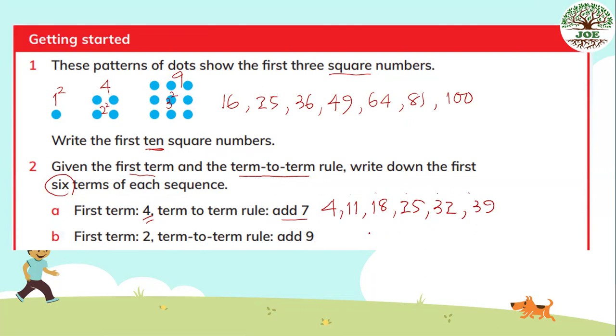This is ours. Part B: the first term is 2, and the term-to-term rule is add 9. The first one is 2, plus 9 is 11, plus 9 is 20, plus 9 is 29, plus 9 is 38, plus 9 is 47. That's 1, 2, 3, 4, 5, 6.